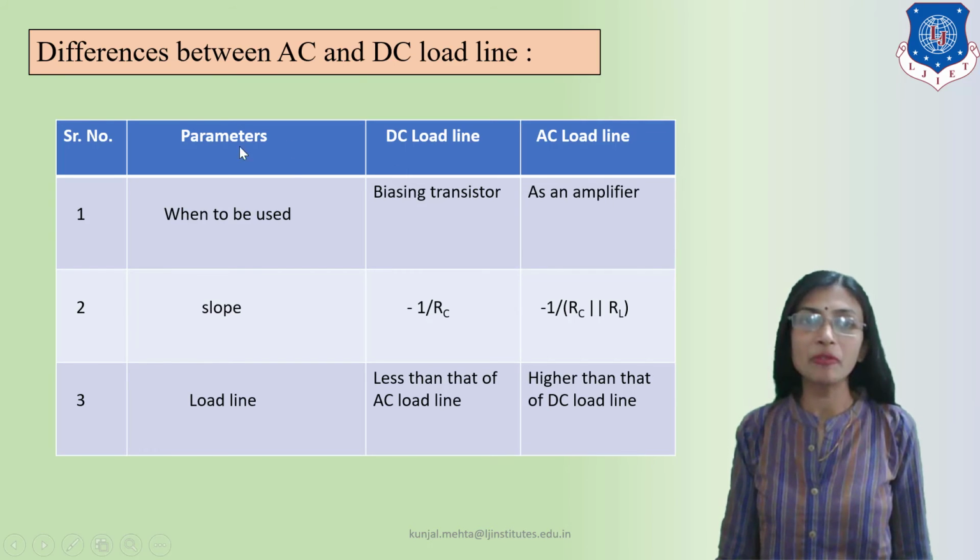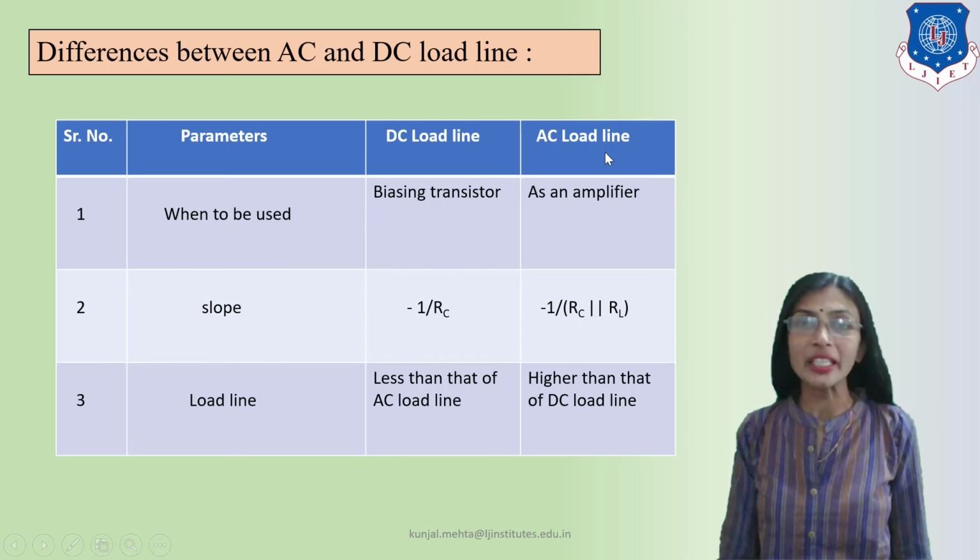Now let me discuss the differences between AC and DC load line. I have connected here the parameters and I have written here the DC load line and AC load line, and we will discuss the different parameters. Which parameters can be considered for the difference between DC load line and AC load line? That is, first, when to be used, second, slope, and third, load line. So let me discuss the first case, when to be used. When we are using the DC load line and when we are considering the AC load line.